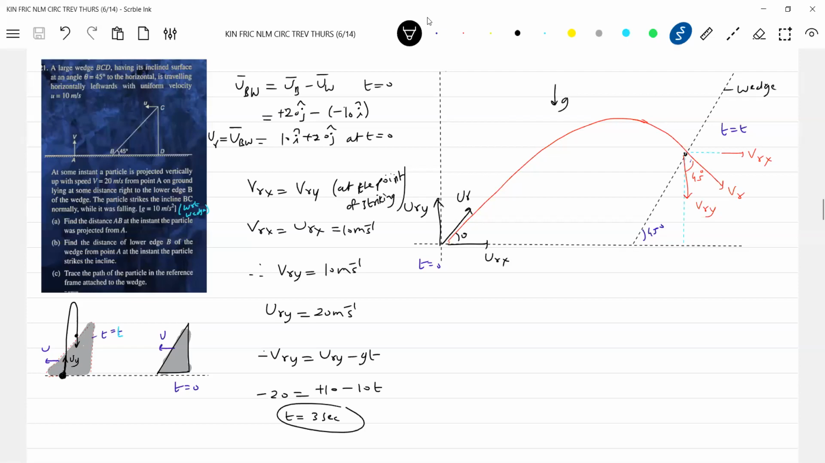Okay, there's one very important part. We got the time. Once we know the time, okay, do we know URX? So altogether now we are able to calculate this particular distance.